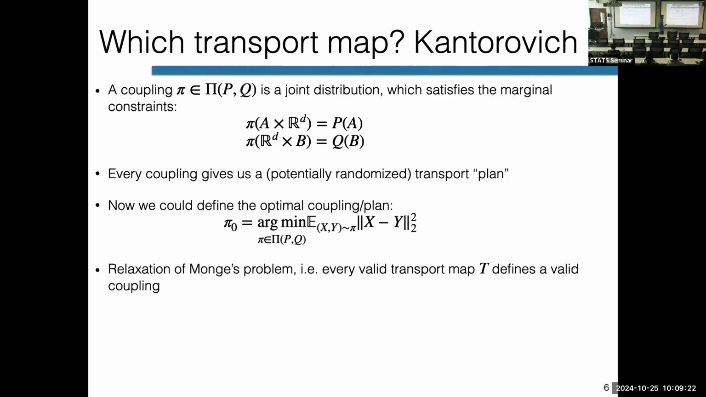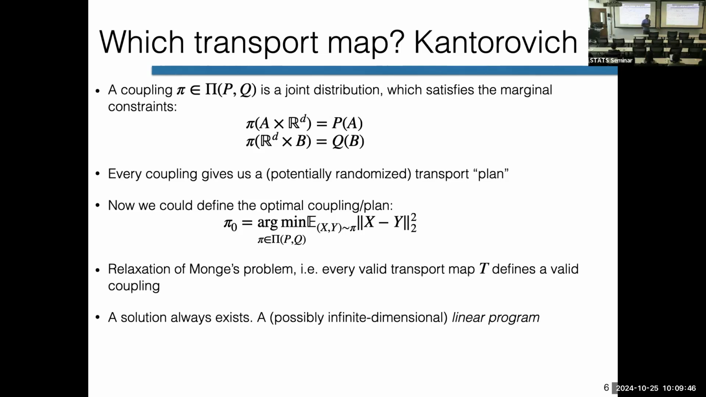This is a relaxation of Monge's problem. So if I have in my hand a transport map, a map is a thing that maps x to T of x. Every map has this property: it induces a coupling. The coupling is just take x and map it to T of x. That is a valid coupling. So in some sense, you have now just enlarged the space of possibilities. You're allowing these randomized maps as well.